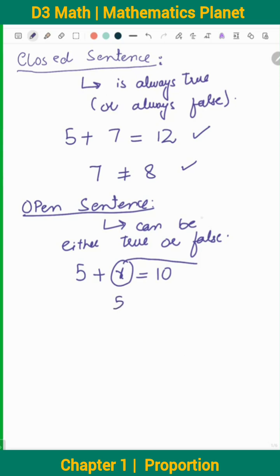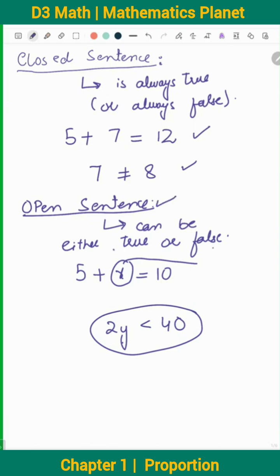So an open sentence is something that can be either true or false, and it always depends upon the variable that we have. The sentence that can be either true or false is called an open sentence. The sentence which is always true or always false is called a closed sentence. Okay. Expression.